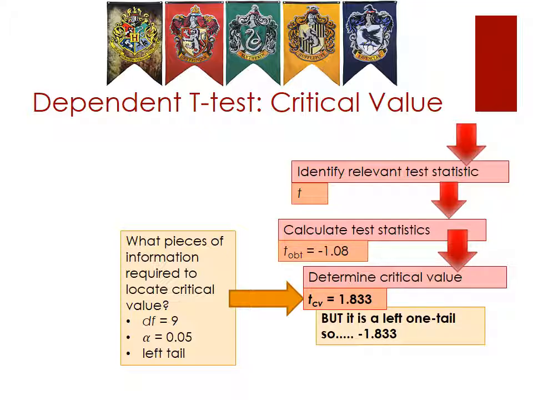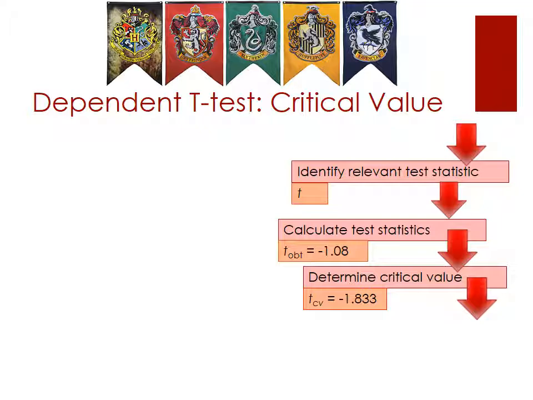It's going to be 1.833, but it is a left one-tailed test, so the value is going to be negative 1.833. So again, you have to pay attention to thinking your way through the problem to make appropriate adjustments. So now that we have our t-critical value of negative 1.833, and we've got our t obtained, what is our next step here?